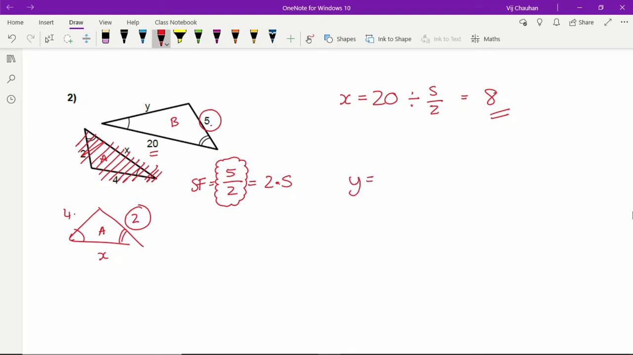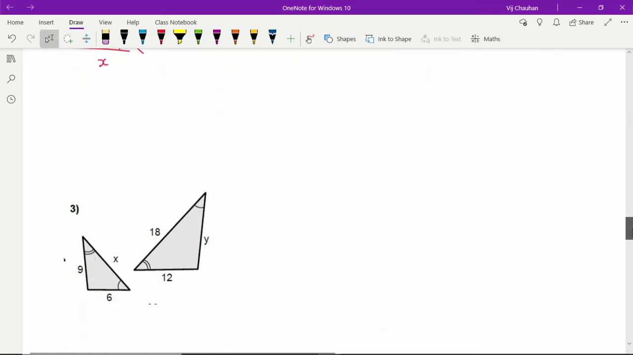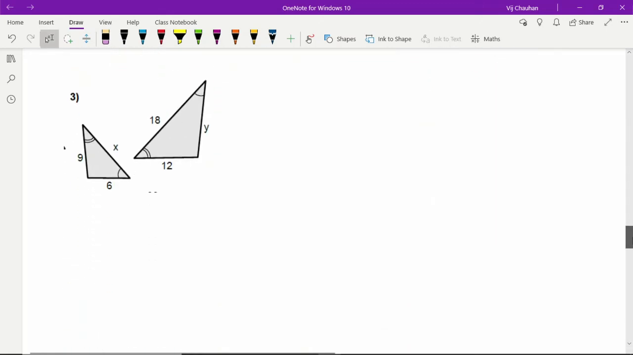Now for y, again I look at the corresponding side, which is 4, and this time I'm going from small to big, so I'm going to multiply by my scale factor. And again, if you had this on a non-calculator paper, could you still do it? Well, yes, because all I need to do is multiply the 4 by the numerator, which is 20, divided by 2, which gives me 10. So then y equals 10. So it's really important you apply yourself with common sense, because it kind of tells you when you've gone wrong or what we need to do.